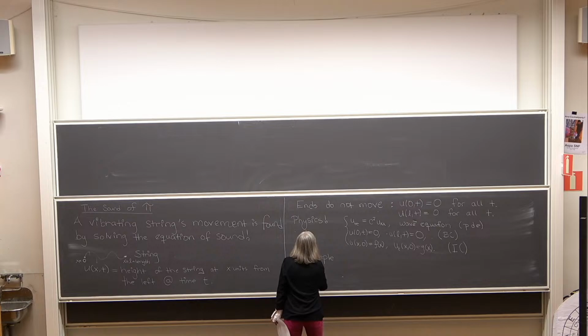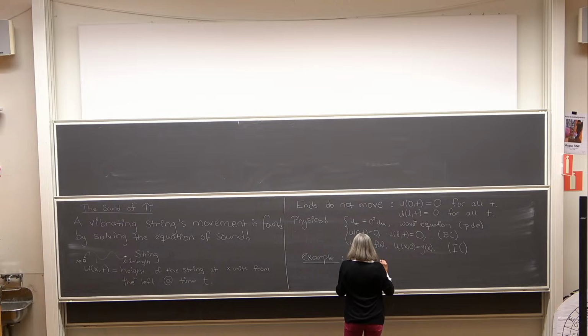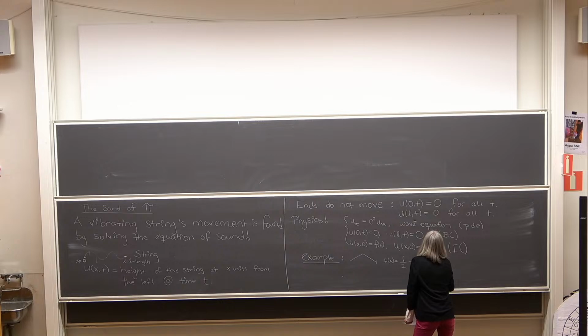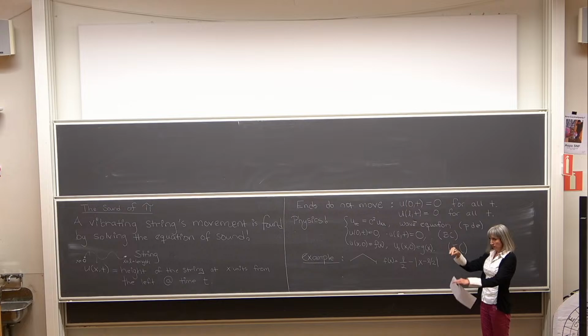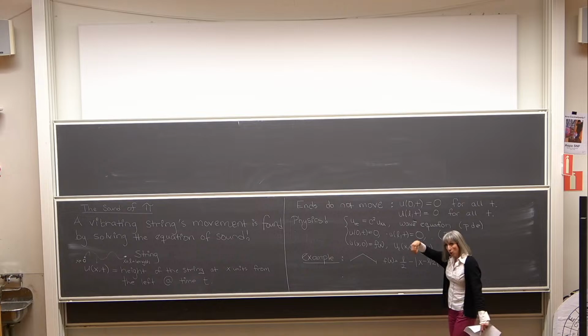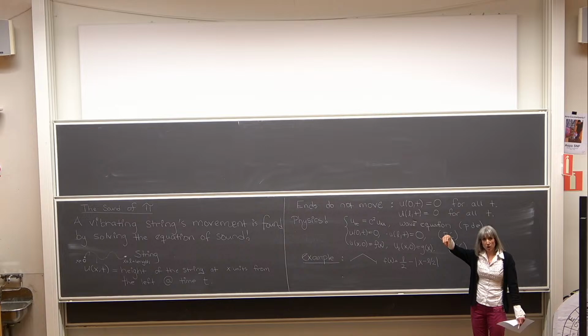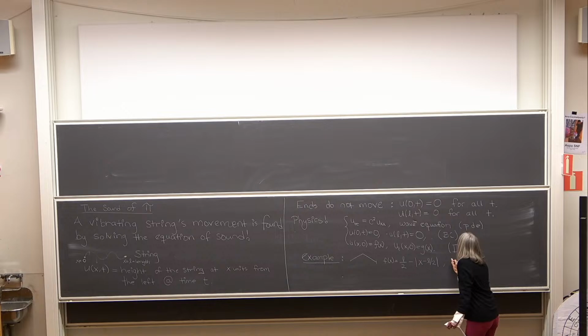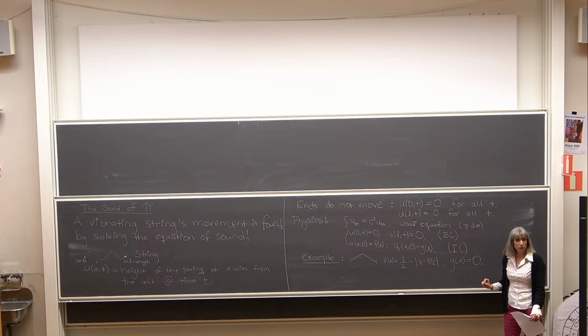So let's say we take our string and we pull it up. So the initial condition is the function length of the string divided by 2 minus the absolute value of x minus the length over 2. Okay, so you've pulled it up in the middle, the ends are fixed, and then you're going to let go. So this function describes that position, and if I'm holding it at time 0 and then let it go, what is the velocity at time 0? 0, because I'm holding it. It's not moving yet. So then this function here would be just 0 in our example. Okay? All right.